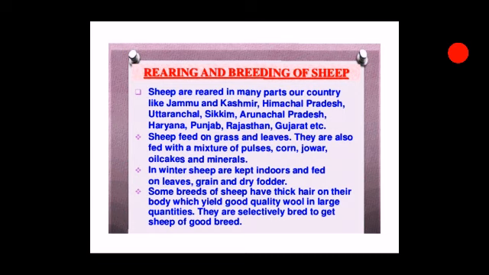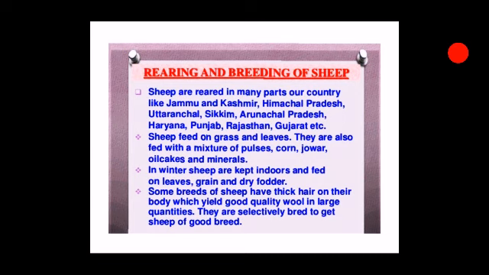Sheep are fed on grass and leaves. So what do sheep eat? They generally eat grass and leaves. They are also fed a mixture of pulses, corn, jowar, oil cakes and minerals. Apart from grass and leaves, they also eat jowar, corn, pulses, etc. In winter, sheep are kept indoors and fed on leaves, grain and dry fodder. When it is cold, the sheep are generally kept inside only.